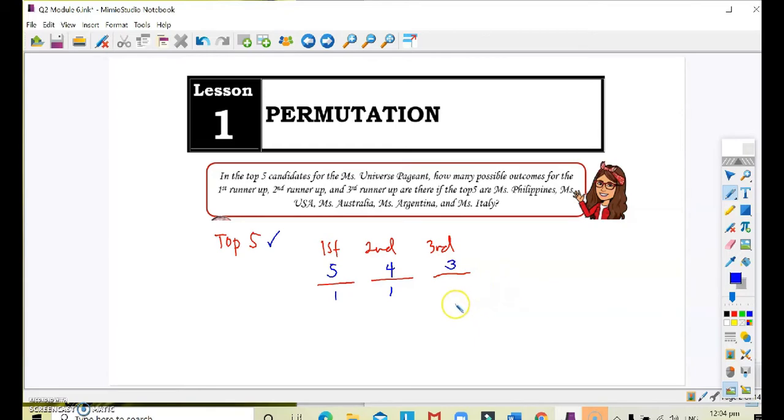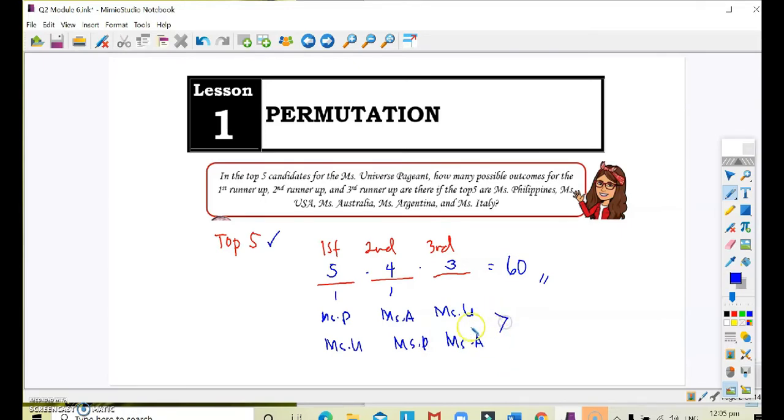That means, in this case, we have 5 times 4 times 3 possible ways that we can come up with this arrangement. So 5 times 4 times 3 would be 60. That means there are 60 possible outcomes for the first runner-up, second runner-up, and third runner-up in the given situation. Let me give an example. What are the possible outcomes that we can have? For instance, the first can be Miss Philippines, the second can be Miss Argentina, and the third can be Miss USA. If I have another arrangement, I can have Miss USA as the first, Miss Philippines as the second, and Miss Argentina as the third.